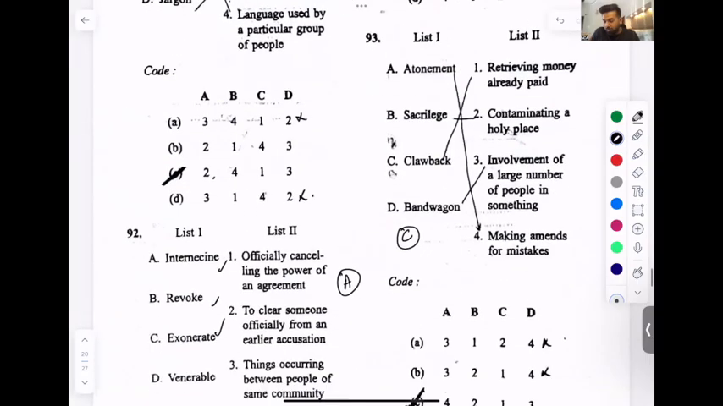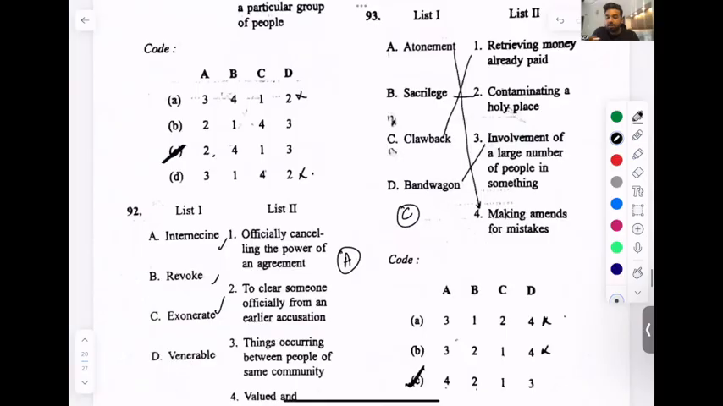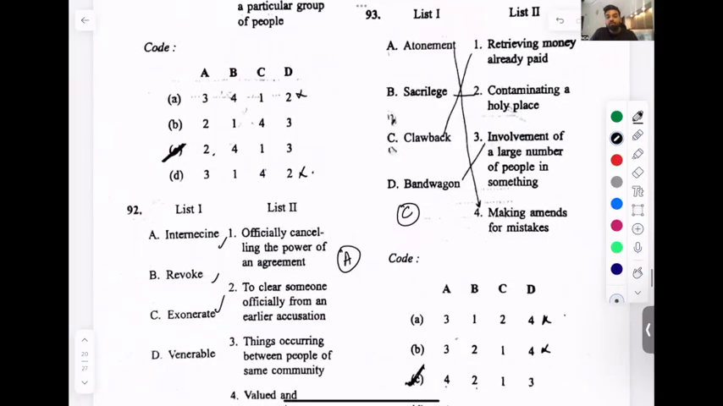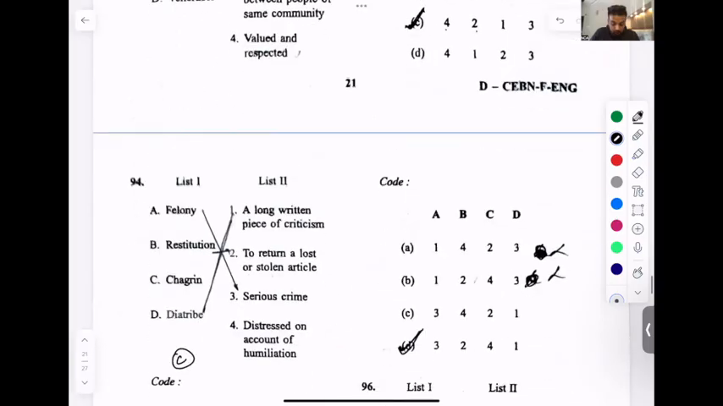Atonement for sins, when you say pashtatap, and sacrilege is something unholy when you do it somewhere. So that was the case of it. Bandwagon is involving large people. 93rd would be Charlie. 94th is Charlie.